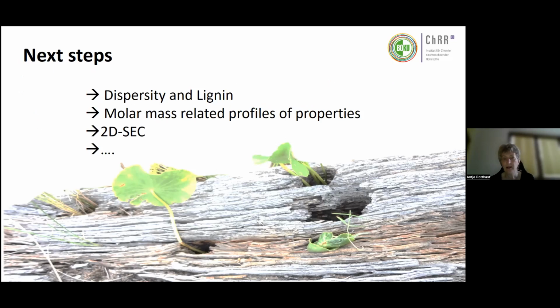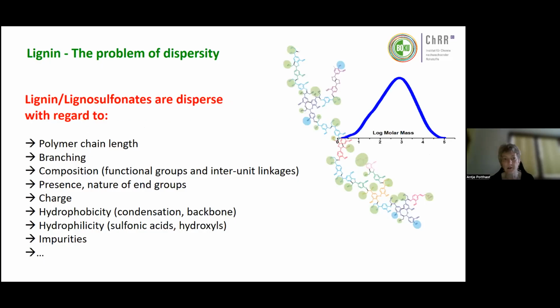So now the question is, okay, this is in place. What can we do now? What is next? What is the next challenge, basically? And we know that we have a lot of challenges because we still don't understand lignin because of this dispersity. Now, how can we address this? And I just want to cover very quickly at the end a couple of ideas here.